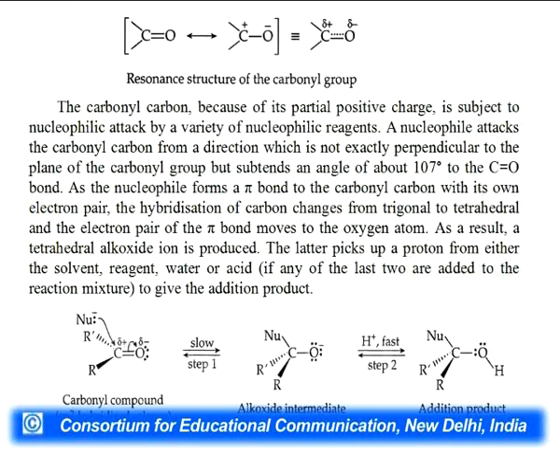A nucleophile attacks the carbonyl carbon from a direction which is not exactly perpendicular to the plane of the carbonyl group, but subtends an angle of about 107 degrees to the carbonyl bond. As the nucleophile forms a pi bond to the carbonyl carbon with its own electron pair, the hybridization of the carbonyl carbon changes from sp2 to sp3, that is, trigonal to tetrahedral, and the electron pair of the pi bond moves to the oxygen atom. As a result, a tetrahedral alkoxide ion is produced.